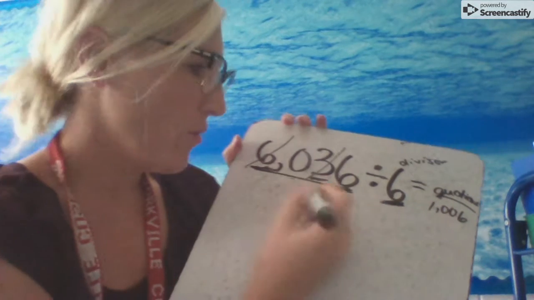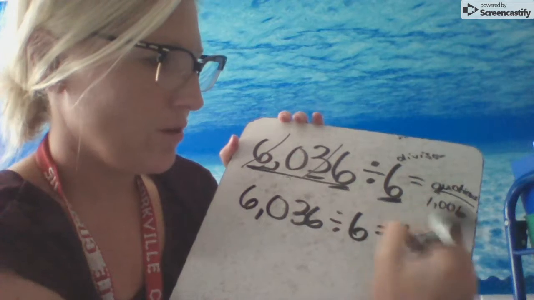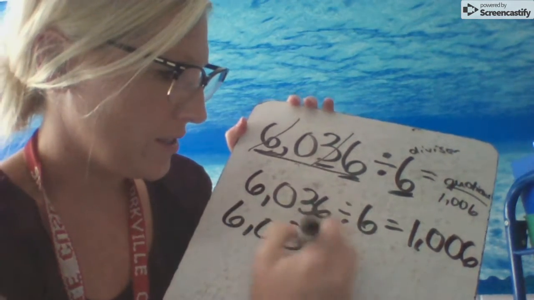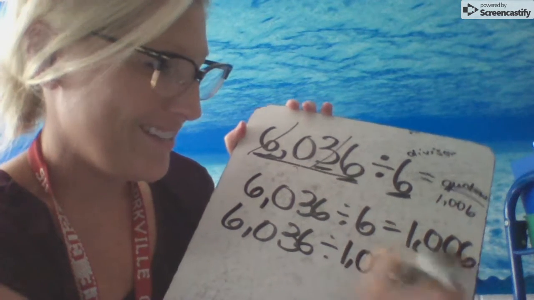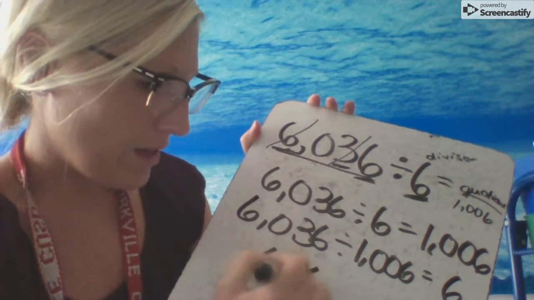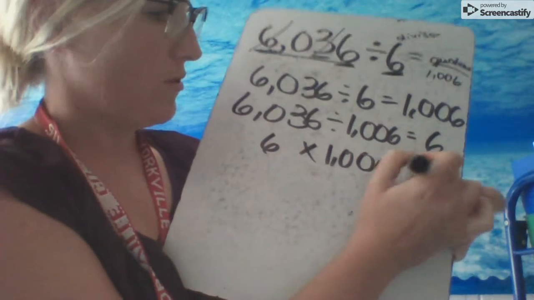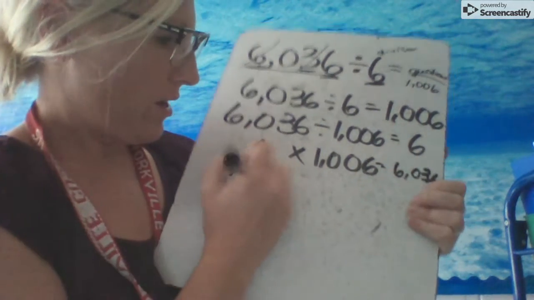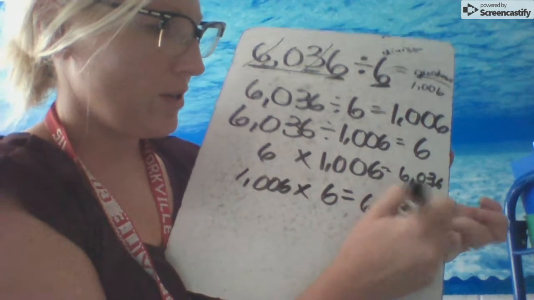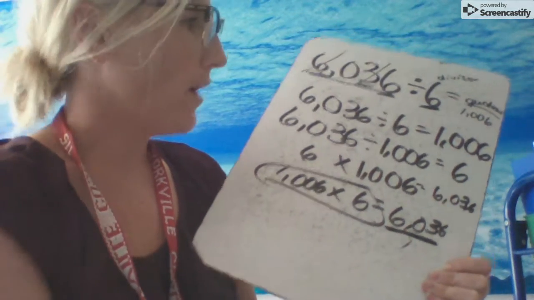is to multiply. This is a fact family. So 6,036 divided by 6 is equal to 1,006. Just like 6,036 divided by 1,006 would be 6. So the fact families that go with it then are 6 times 1,006 is equal to 6,036. And 1,006 times 6 is equal to 6,036. So if I can just check this, and if I get this, I know I am good.